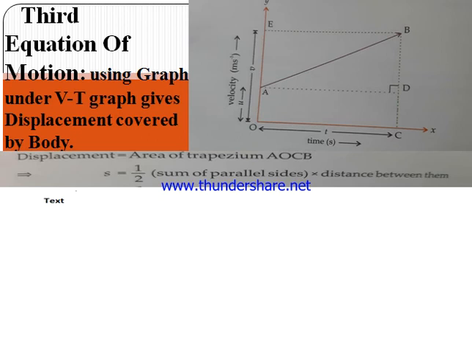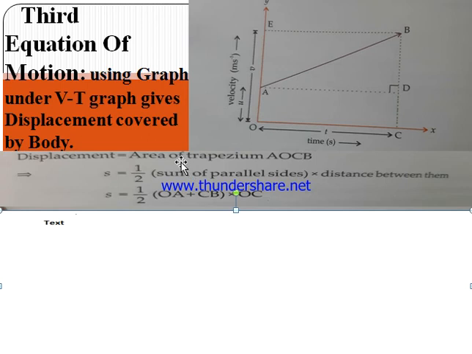Now we come to the third equation of motion, which also calculates the displacement. Again, we calculate the area of trapezium, that is AOCB. Again a trapezium. What is the formula? Half of the sum of parallel sides. This is the formula to calculate the area of a trapezium, that is equal to half of the sum of parallel sides into the distance between them.